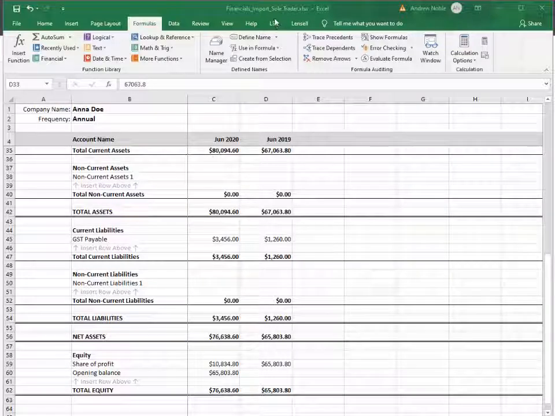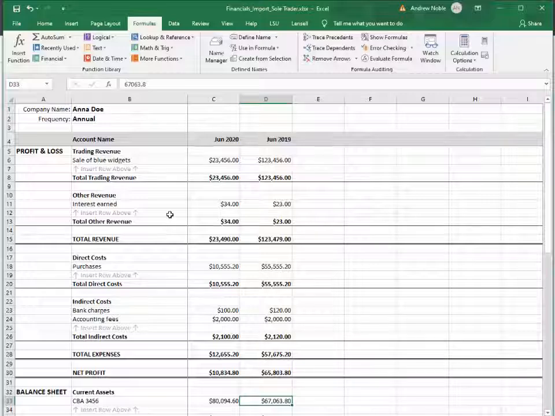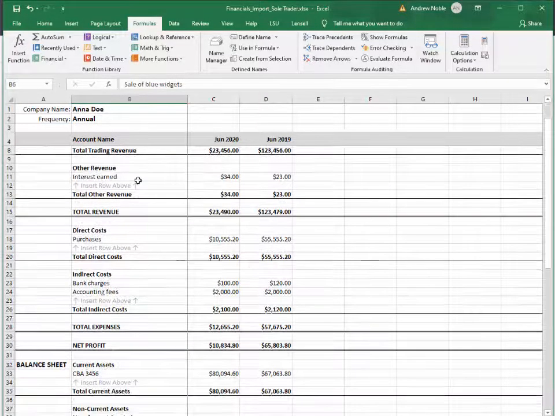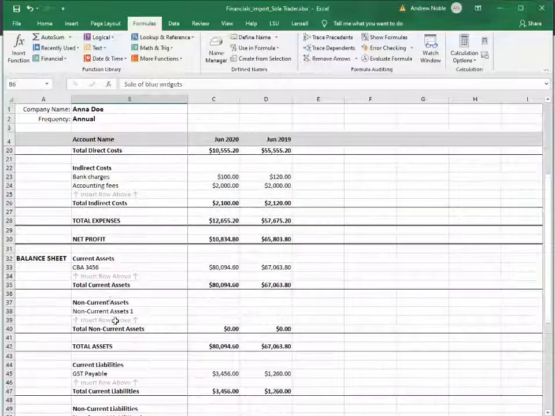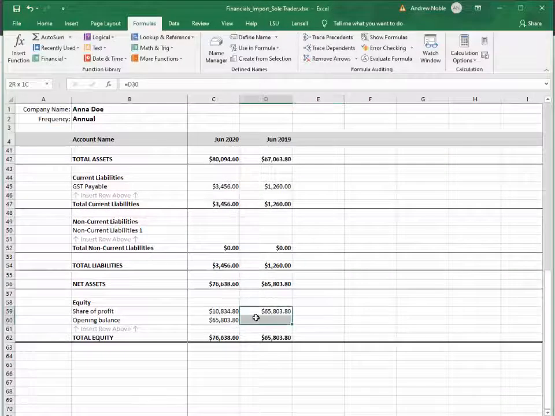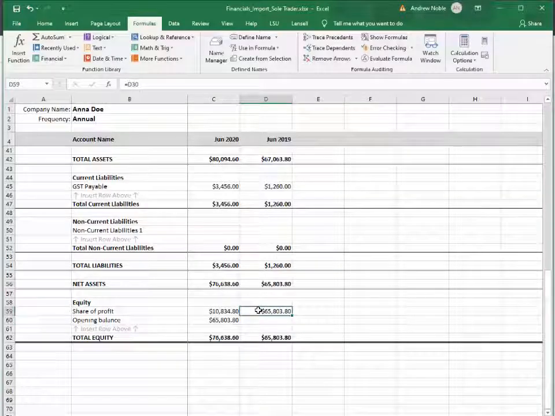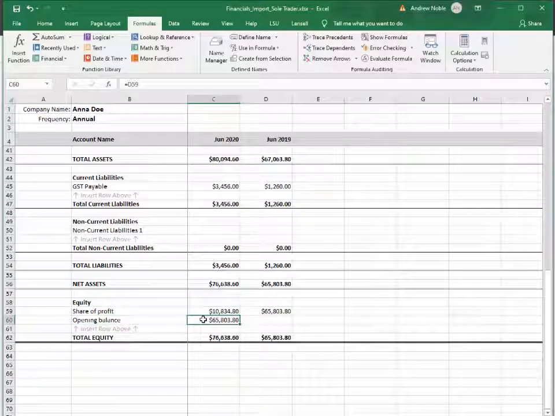In this case, I'll demonstrate a sole trader. Let's scroll through this Excel file and we can see we've got our revenue, other revenue, some direct costs, some indirect costs, our bank account which grows because in this case there is no drawings for this sole trader. The sole trader is simply receiving a share of the profit for each year, and there is an opening balance. The opening balance carrying forward simply because there's no drawings.